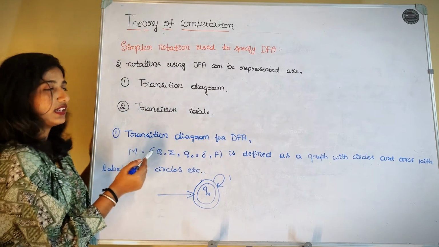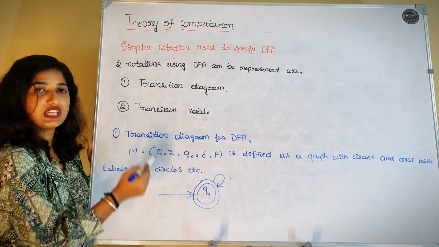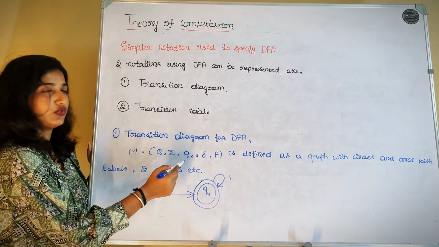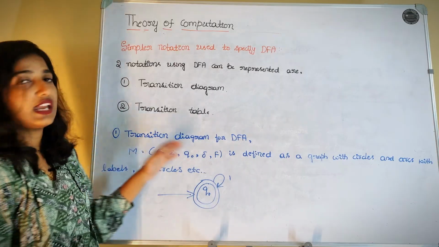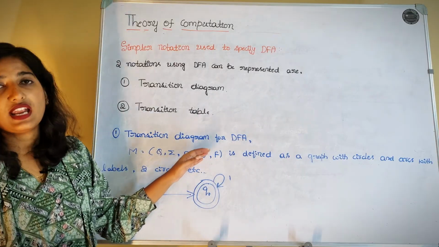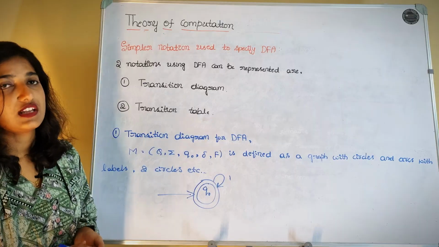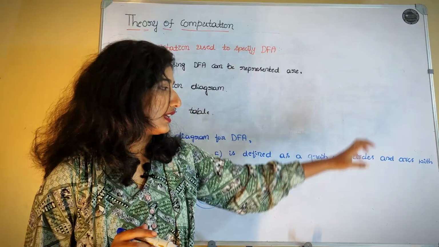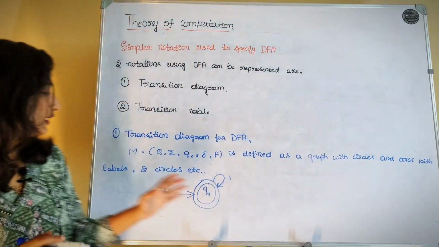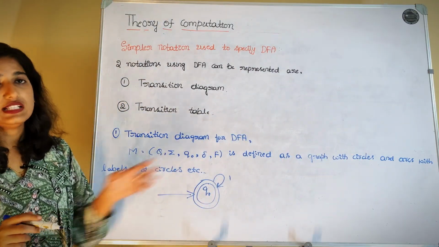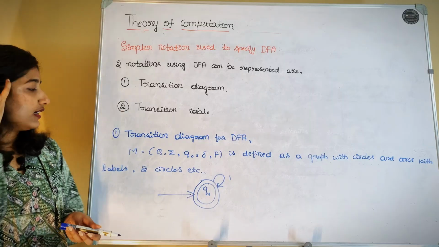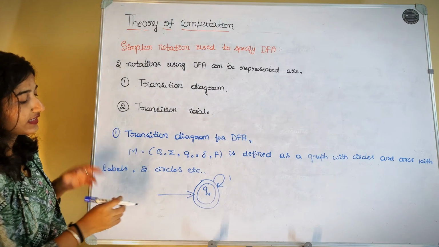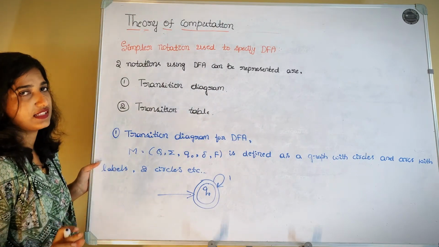So what is Q here? Yes, Q is the set of states. What is sigma here? Sigma is the alphabet. What is q naught? q0 is the starting state, and delta is the transition function, and F is the final state. So it is defined as a graph with circles and arcs with labels. So this is a transition diagram. Okay, so look here, this is a simple transition diagram.